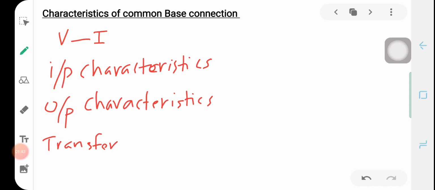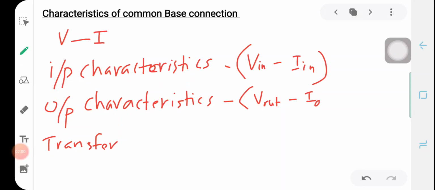The input characteristics represents the variation of input voltage with input current. The output characteristics represents the variation of the output current with the output voltage. So we can say that the VI output characteristics is called output characteristics, and the transfer characteristics is the graphical representation of the relation between the output current and input current. So now we will see one by one.